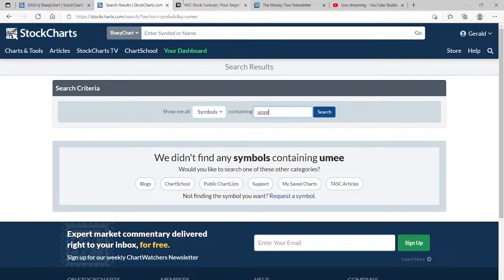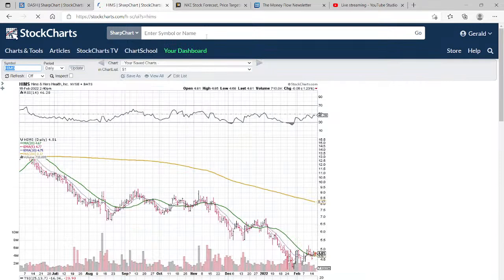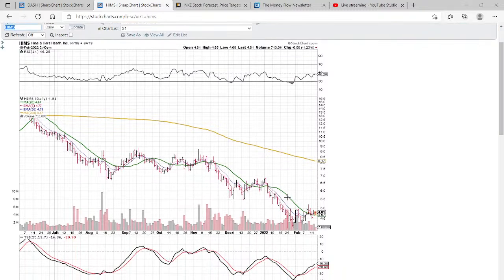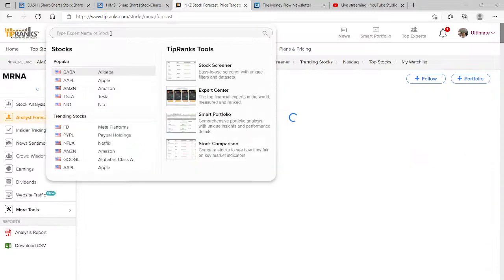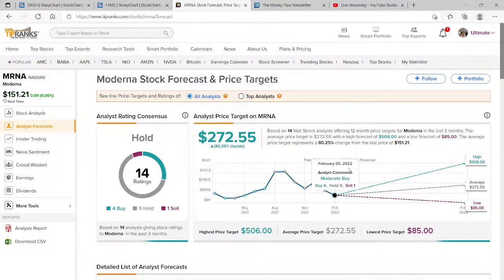Let's see. HIMS. Hims and Hers Health. Is this Him and Hers, the clothing thing? I like the chart. I'm in SoFi, Affirm. I'm not a big fan of Affirm. Marna, mRNA. I'm sure it's up there. You got any good trades going today, Ashton? Yeah, mRNA is 272 on net.